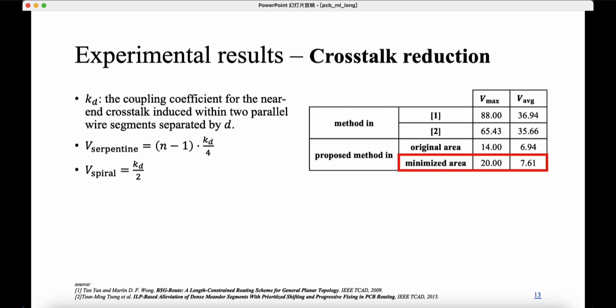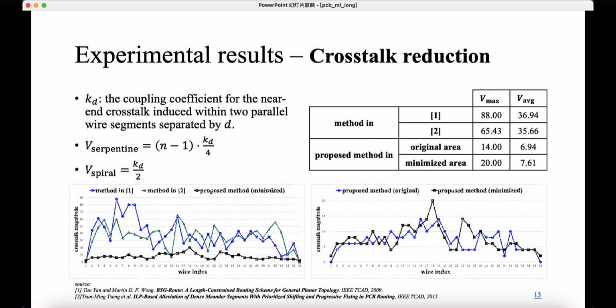Further, in the figure, we present the crosstalk magnitude accumulated within each wire for case 6. The figure on the left shows that the crosstalk noise in our routing results is significantly lower than that of other methods for almost every wire.